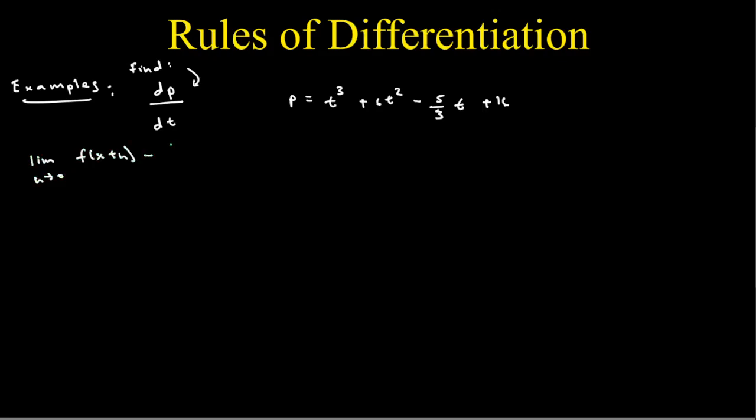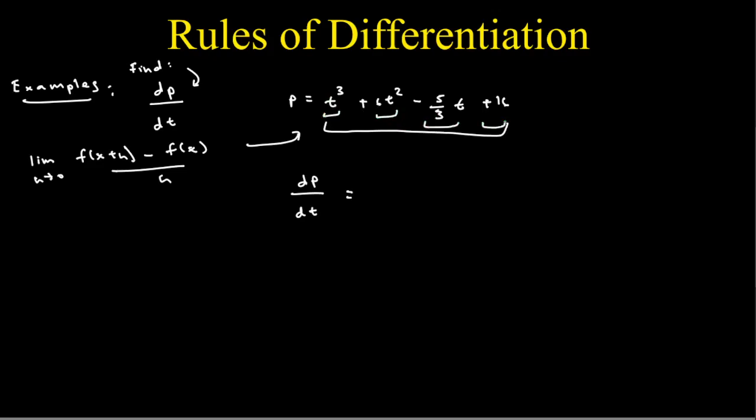We know that applying this definition to this equation is going to be a huge pain, right? That's why we use the rules. So on the left side, I'll write dp over dt. Notice that this function is the sum of smaller functions, so we can use our sum rule and just focus on each of these terms separately and find the derivative of that and either add or subtract.